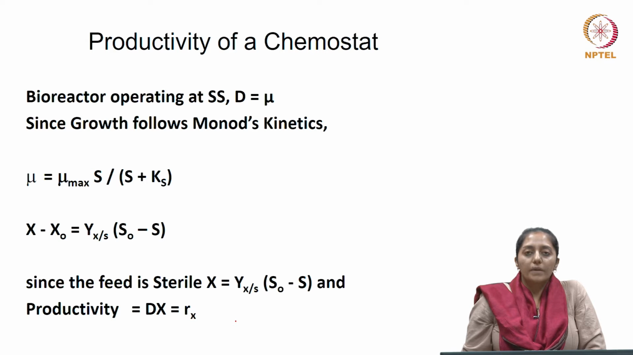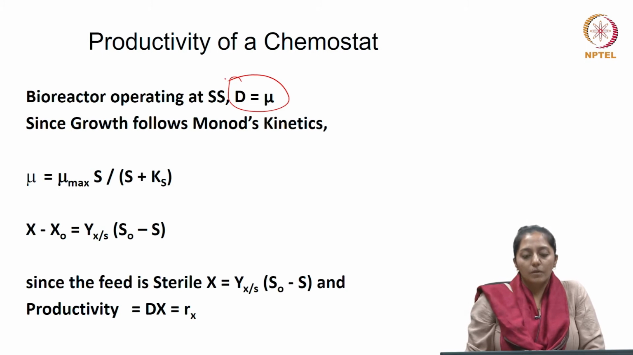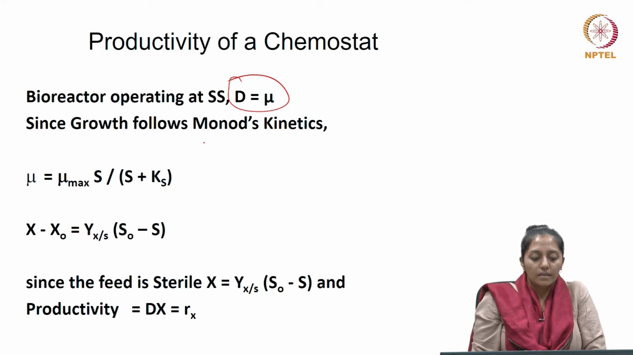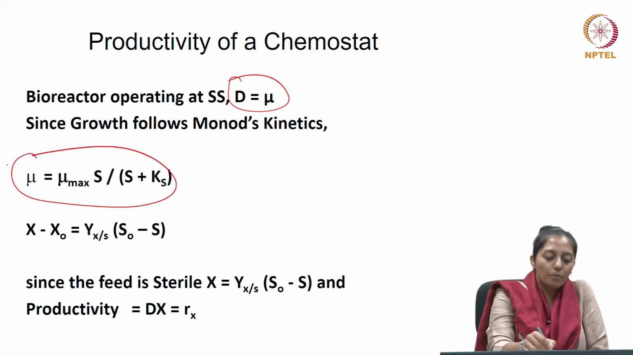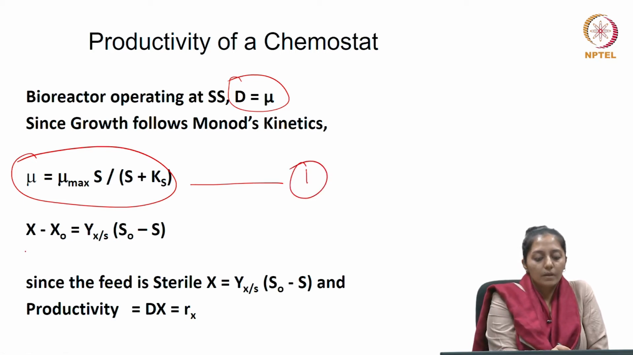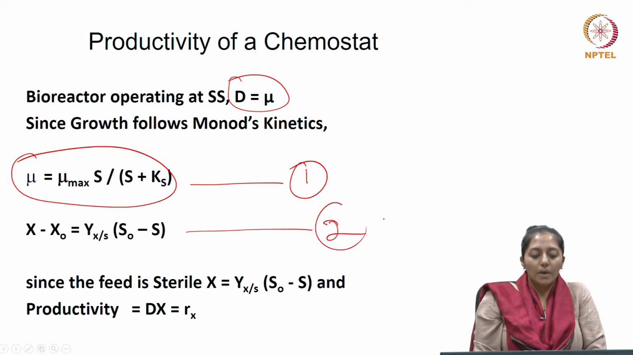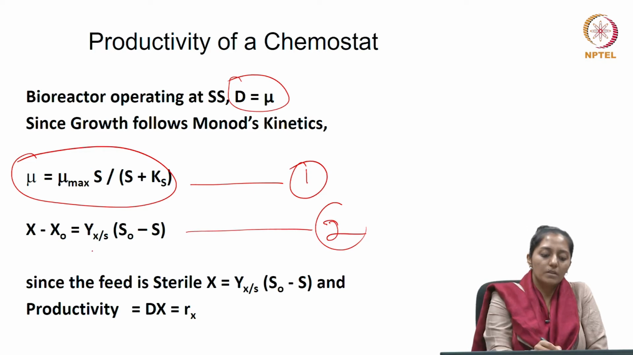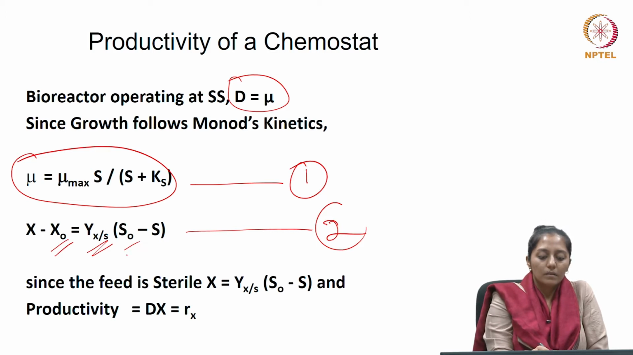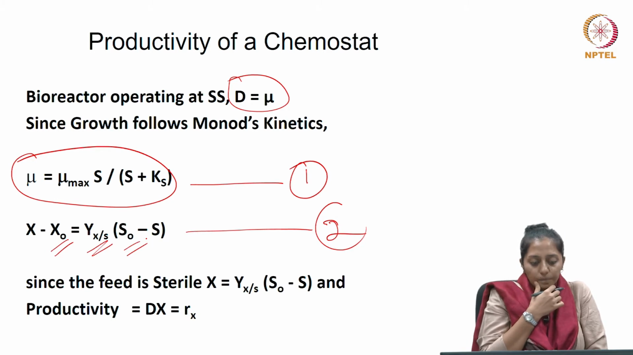Now, for a bioreactor operating at a steady state, we know it gives D is equal to mu. Since the growth we are assuming follows Monod's kinetics, mu can be expanded in the form of the Monod model, as given here in this equation. Let us call it 1. Now, equation 2 can further relate the steady state biomass and the steady state substrate concentrations in terms of the yield coefficient and the feed substrate concentration and the biomass concentration.